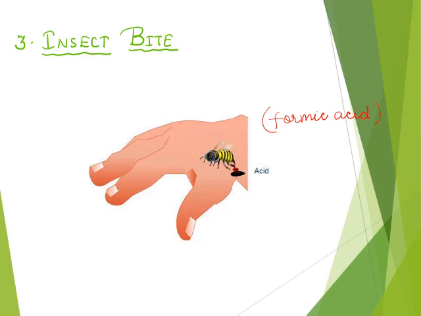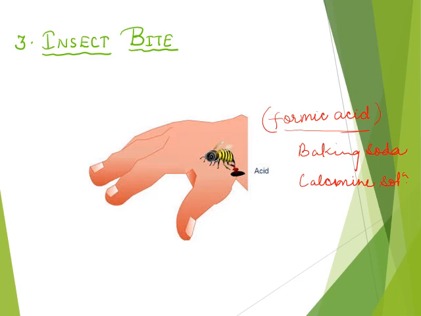Therefore, immediately that part is rubbed with a base like moist baking soda, which is sodium bicarbonate, or we can use calamine solution also, which is zinc oxide, and both of them are basic in nature, and therefore they will neutralize the acidic effect of this formic acid. Now this was the case of ant bite.